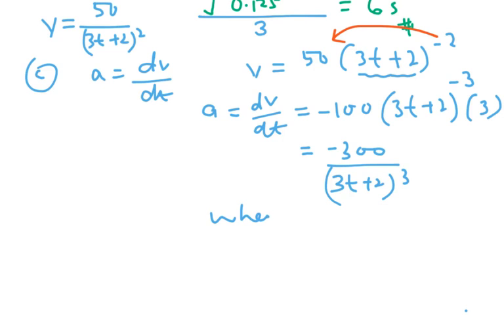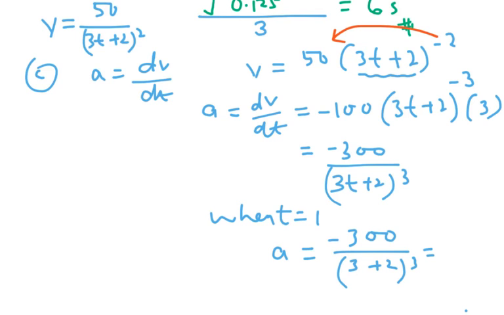When t is equal to 1, acceleration will be equal to negative 300 divided by (3 times 1 plus 2) to the power of 3. Hence, putting all the values in your calculator, you will be able to get negative 2.4. That is your acceleration. We are done with this question.